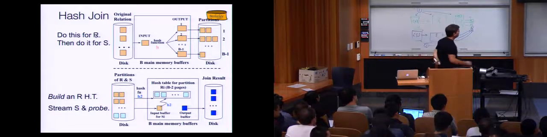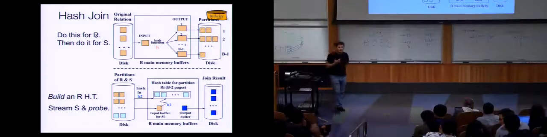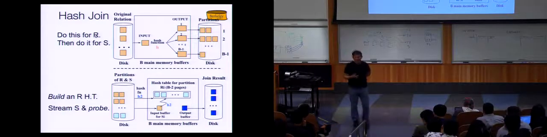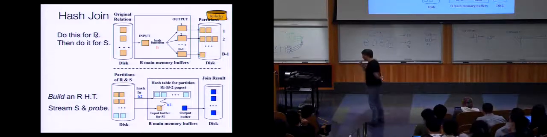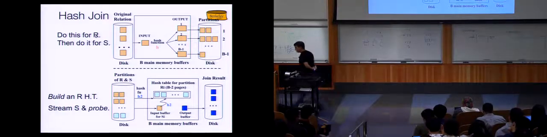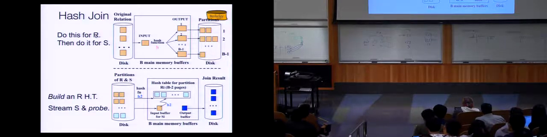Sometimes we talk about one table as the building table because it's the one we use to build that main memory hash table. The other table is called the probing table. And you want the building table to be small because you want to build main memory sized, smallish hash tables. Okay? So we don't have an inner and an outer. We have a building and a probing relation in this case.